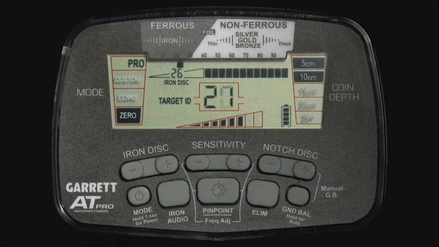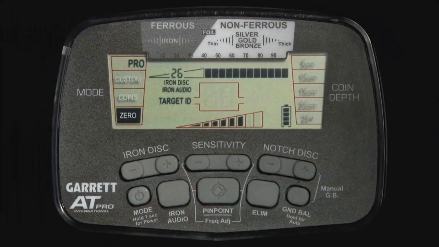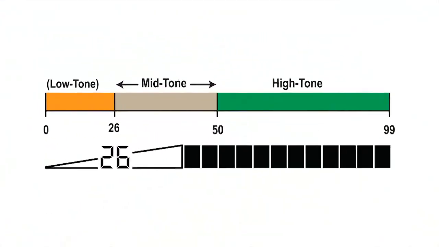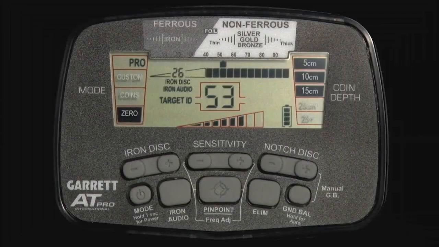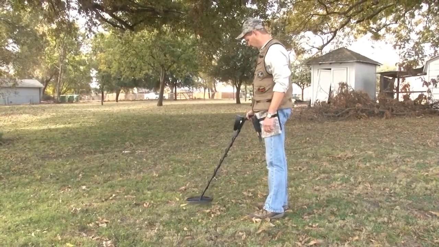With iron audio off, this nail is not reported audibly at all, or is, at best, a very broken signal. When I turn on iron audio, everything below my setting of 26 is a low tone, so this discriminated iron sounds off loud and clear. By changing my midtone range using iron audio, anything I find now with a target ID value above 26 will sound as either a medium tone or high tone. Hearing the discriminated iron can really make a difference.